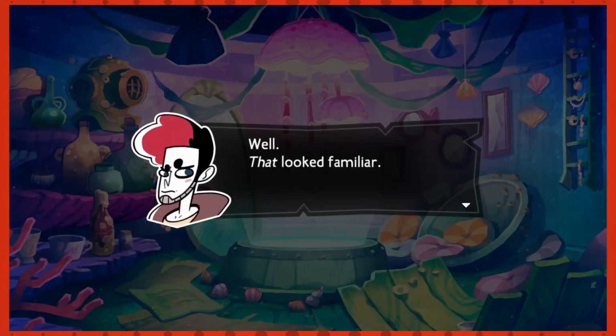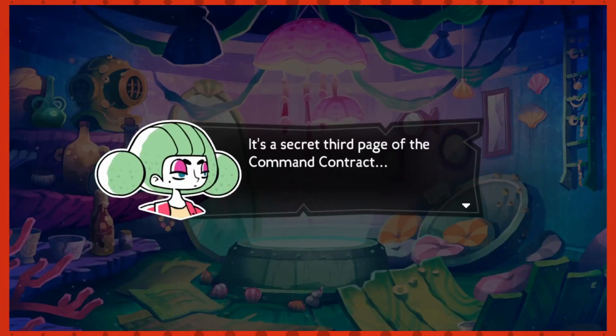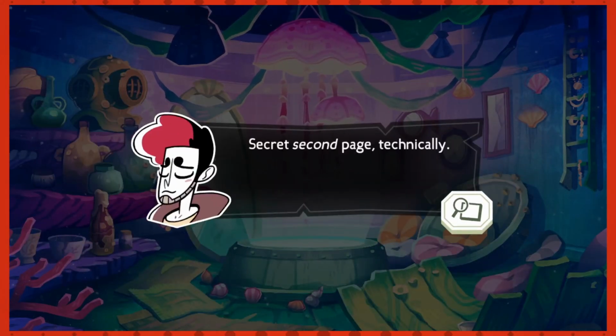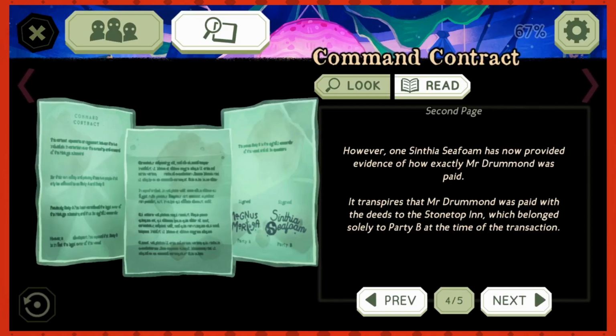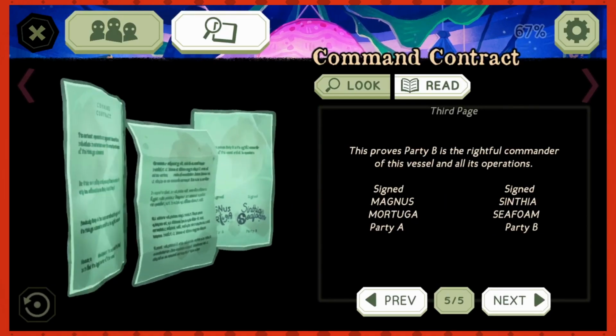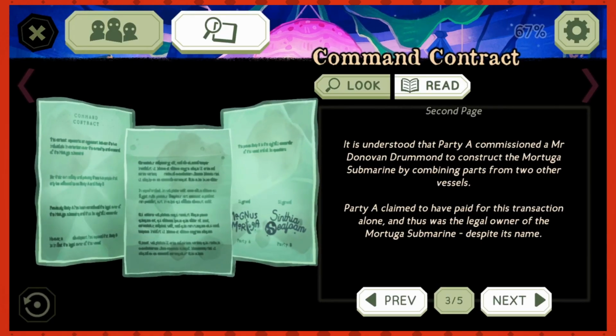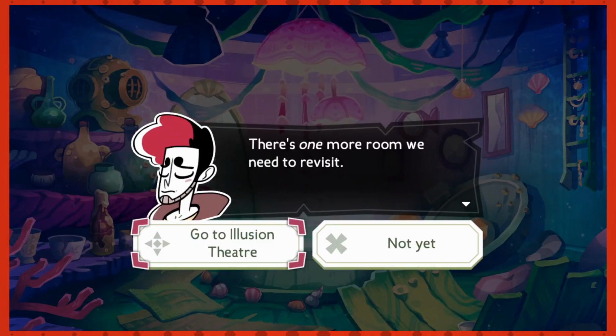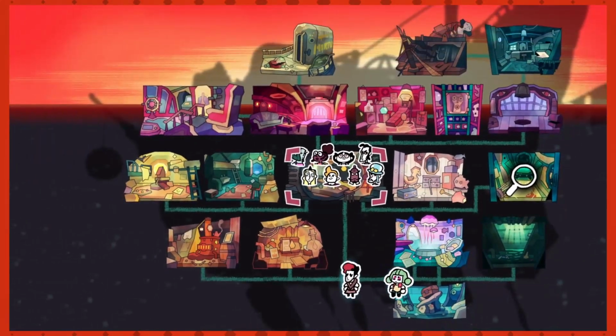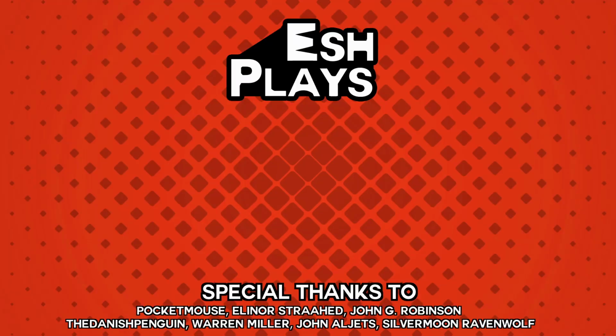Well, that looked familiar. It's a secret 3rd page of the command contract. Secret 2nd page, technically. Yes, here's the whole thing. And then on the back we have the Curse of the Cauldron. Okay. Nearly. There's one more room. Yep, the Illusion Theater, because now we gotta find the handle.